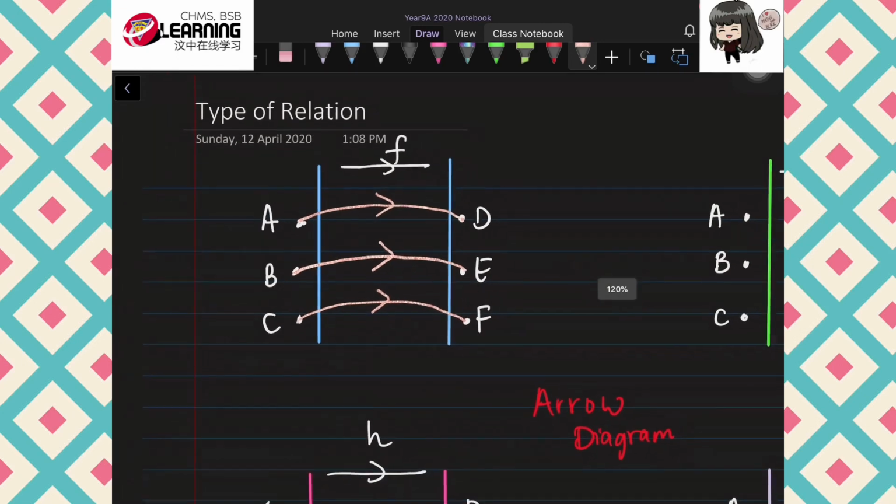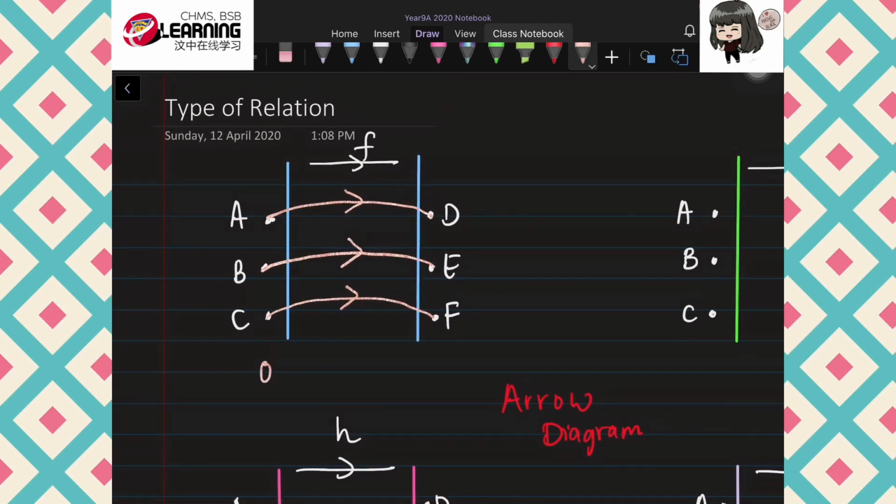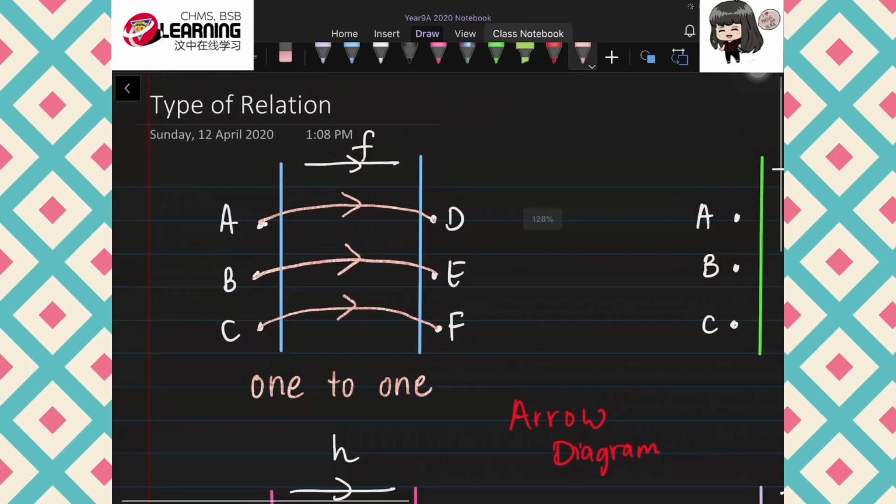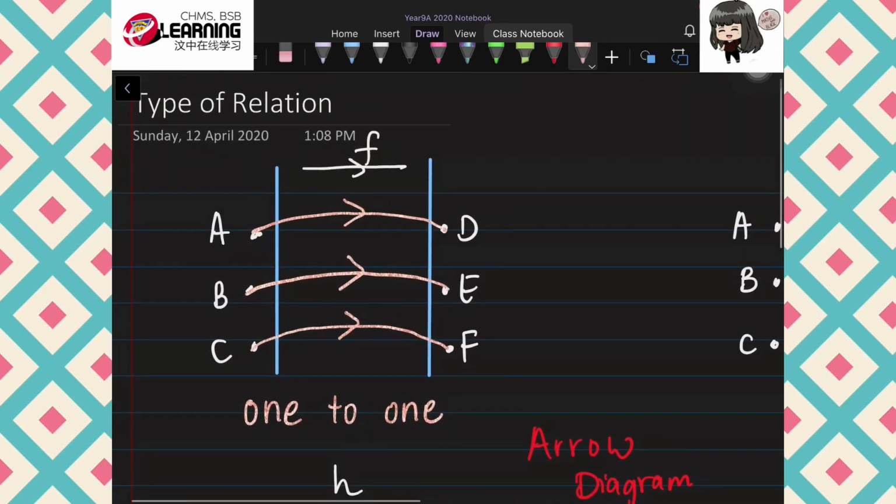This type of relation we can call 1 to 1. One input to one output, right? A to D, B to E, C to F. I'll give you an example. For example, this is a boy A, a girl D. So boy A has a relationship with girl D, boy B with girl E, and all this relation we call 1 to 1. So it's a relation of 1 to 1.